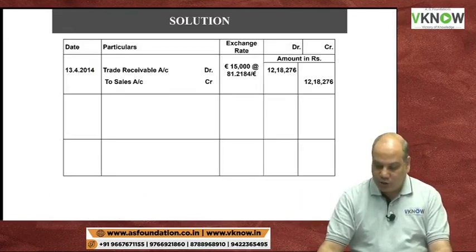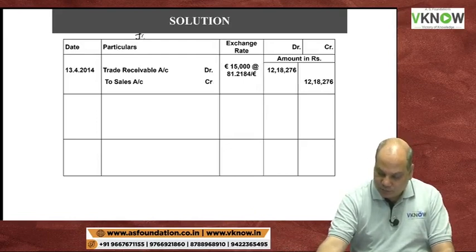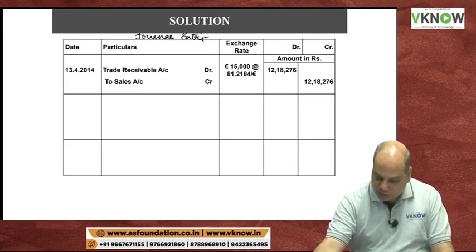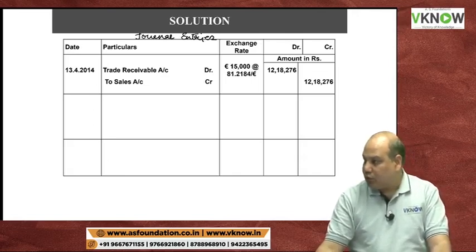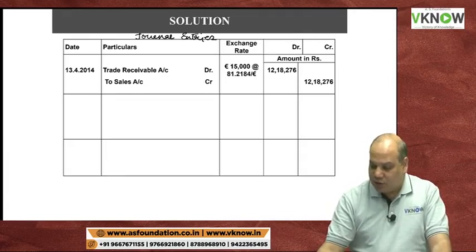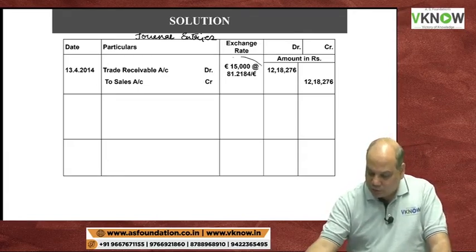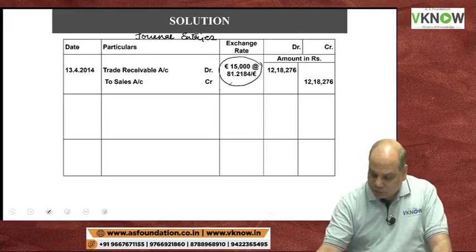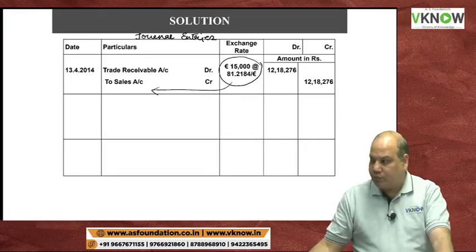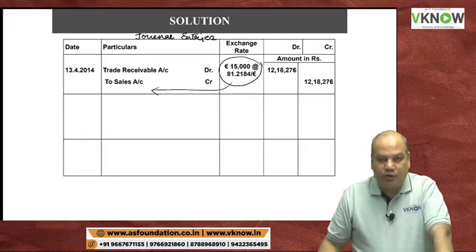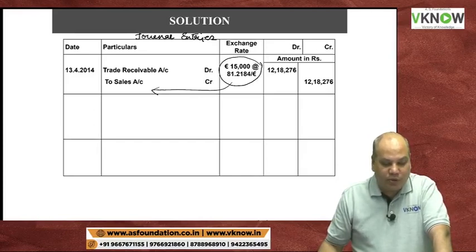So please write down books of X Limited, journal entries. Draw the format. Usha is right. Journal entries, date, particulars, debit, credit. Calculation can be shown here or calculation can be shown here. I give the choice to you. Students will have to write. After that, I am going to take a lengthy problem for exam purpose.